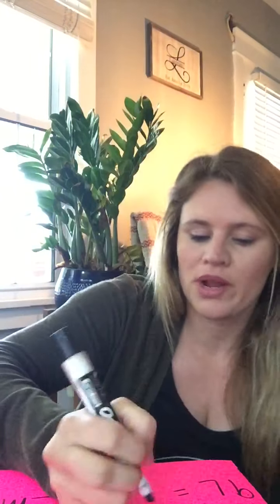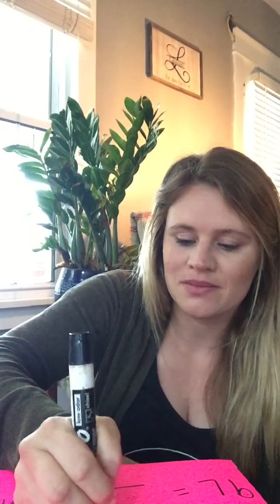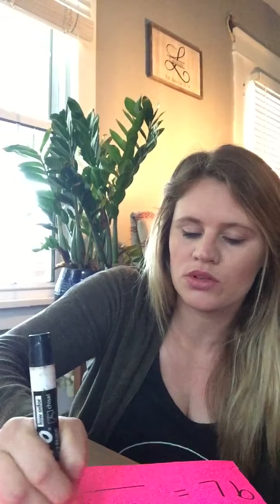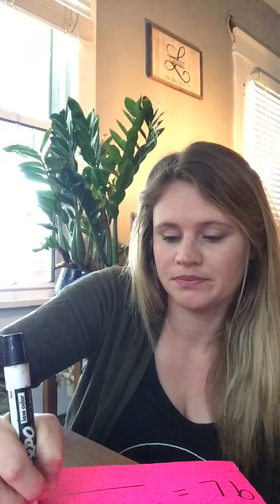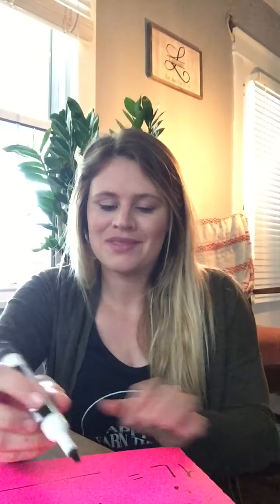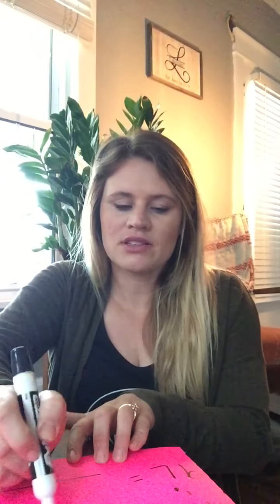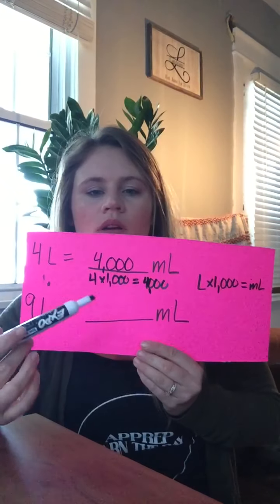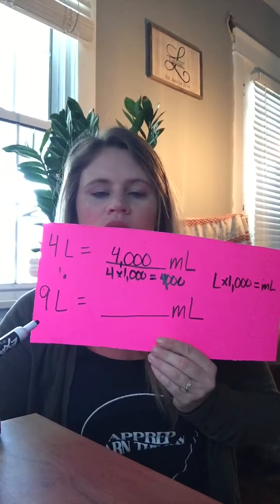So I want to do the work below. Just plugging it into that equation, I have 4, and I'm going to multiply it by 1,000, which is equal to 4,000. And I can't forget to label or put my commas in. So I have 4,000 milliliters is equal to 4 liters. So let's try the next one.